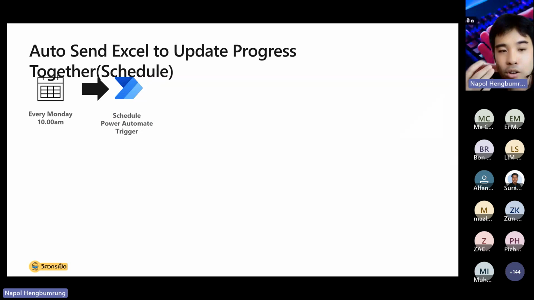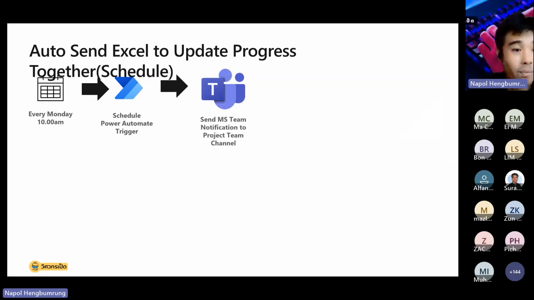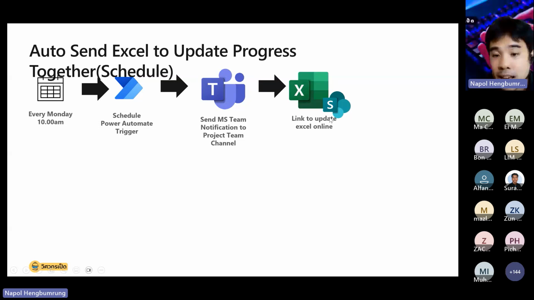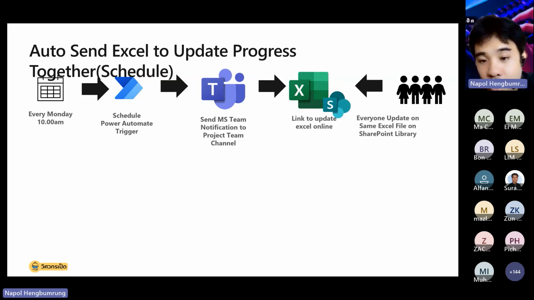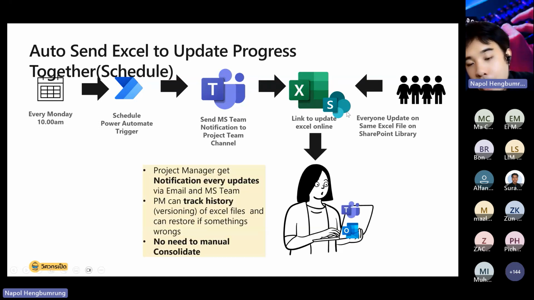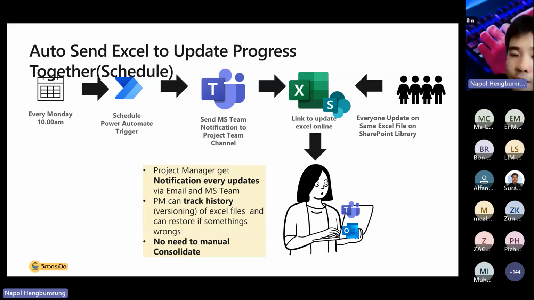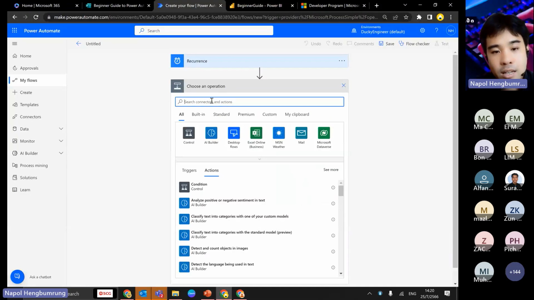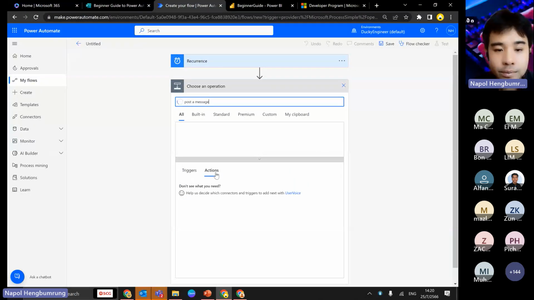So the solution in Power Automate is that every Monday a schedule sends a trigger to notify the team, and then they update the Excel Online on SharePoint. Everyone updates the same file on the cloud, and everyone can get the update. Whenever someone updates, you can send a notification. For something like this, you can post a message.